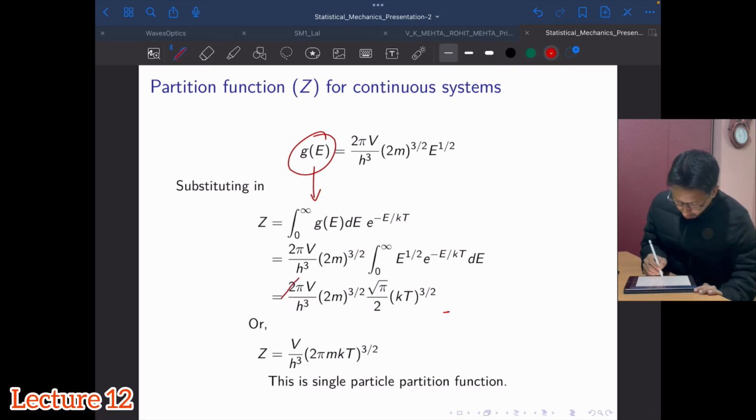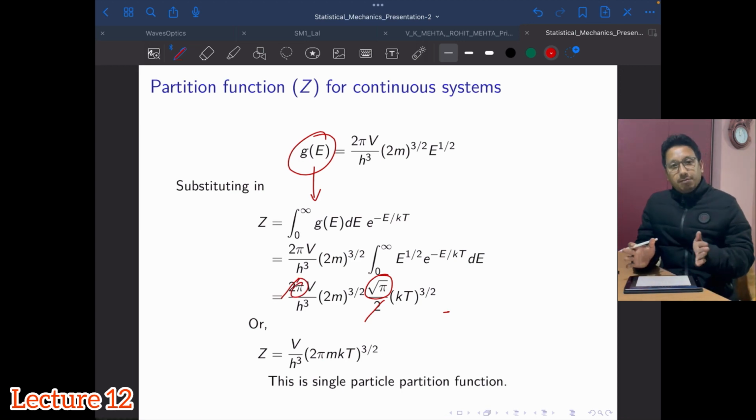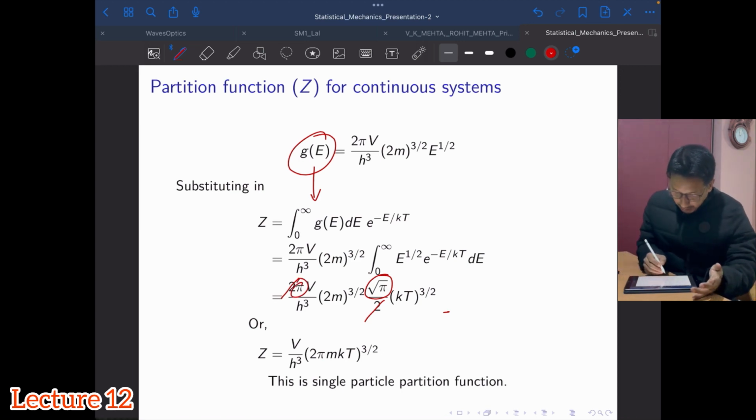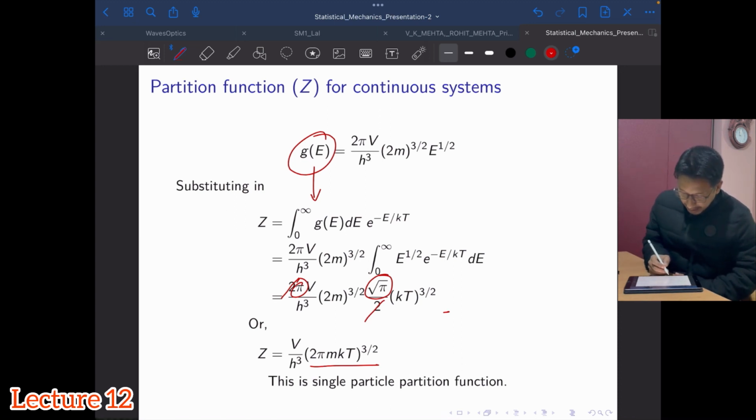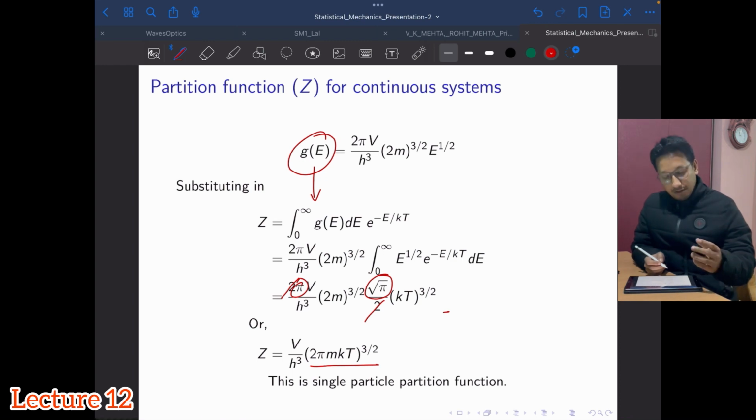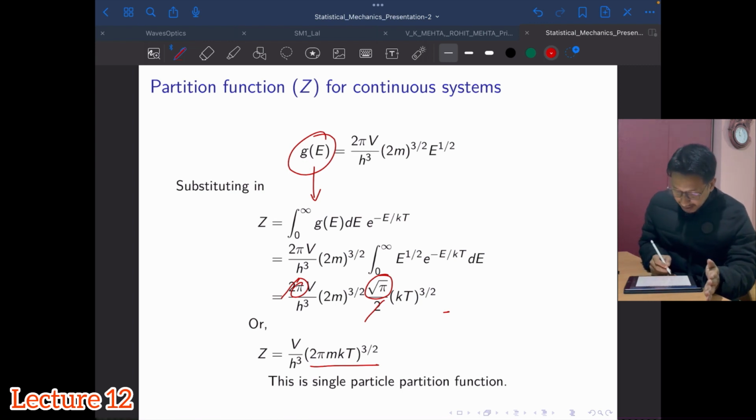So this 2, and then this is a square root here, this is pi, so that will combine and give you pi to the power 3 by 2. So you can combine all these terms within the bracket, and then write the power 3 by 2, and then I will get the expression for the partition function Z with continuous energy available in terms of temperature now, okay. So this is a single particle partition function, okay.